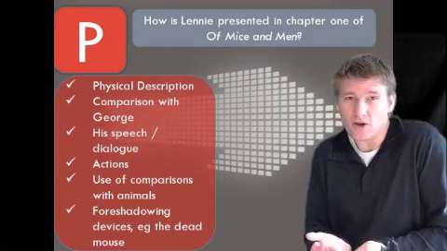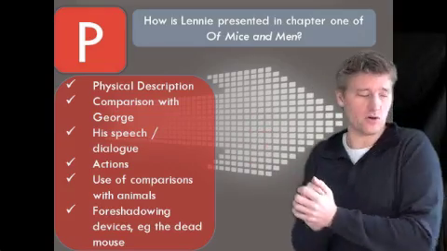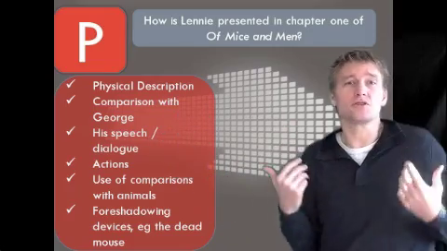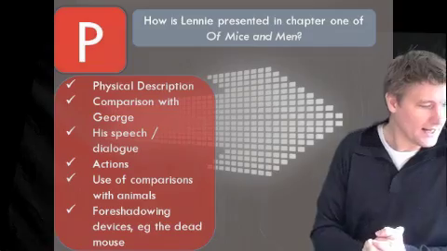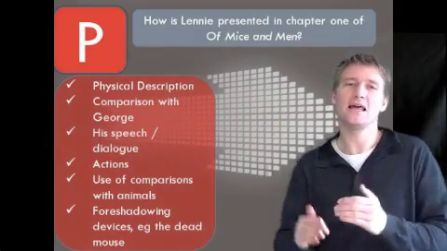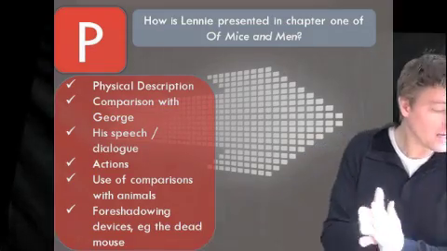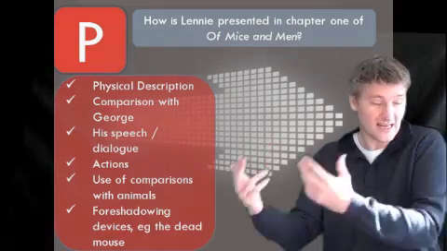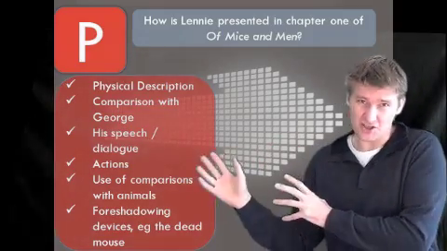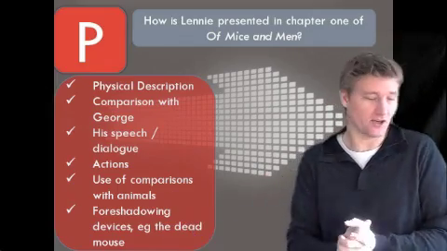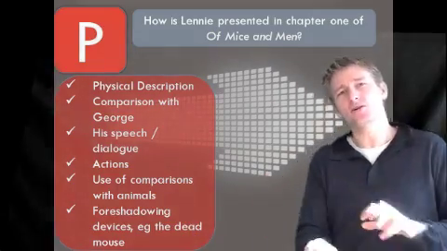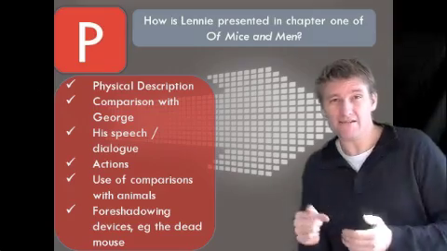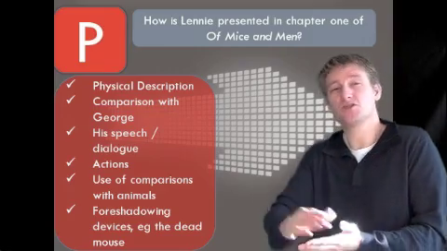Some of the things that you might look at, good points which are focused on the requirements of the question, are the way Lenny's described physically. What he looks like, how he walks, that sort of thing. You might look at comparisons that are made between Lenny and George. You might look at his speech or the dialogue between Lenny and George. What does he say? How does he say it? You might look at his actions, what the character actually does in the opening chapter. And then you might look at things about Steinbeck's particular writing style and writing methods. So, for example, there's lots of comparison between Lenny and animals in the first chapter and throughout the novel.